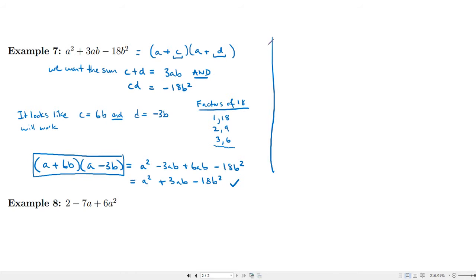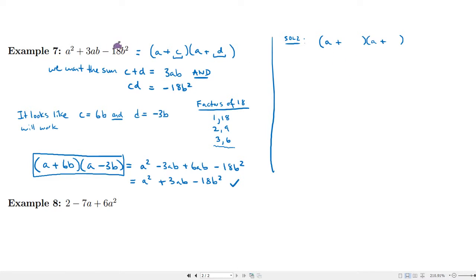Now, I just left a little bit of space over here because you could also have attempted this by trial and error. So solution 2, you could try this by trial and error, and you would say, okay, well, I want the first term to be an a, so I know that it's going to look like this and this, right? Then looking at the last term, I'm trying to get negative 18b squared. So one of these will be positive and one of these will be negative, okay? And how do we do that?